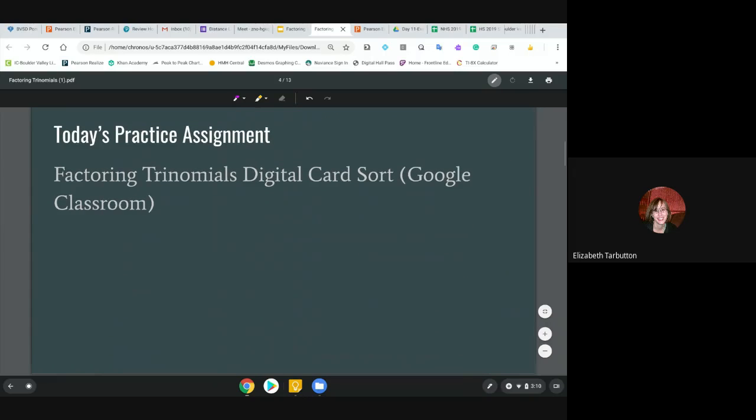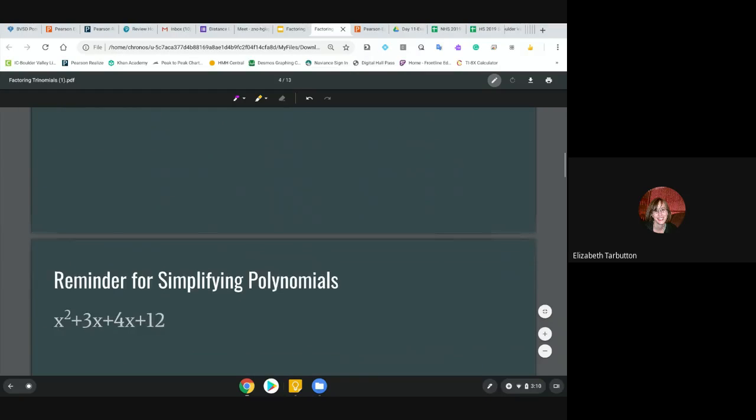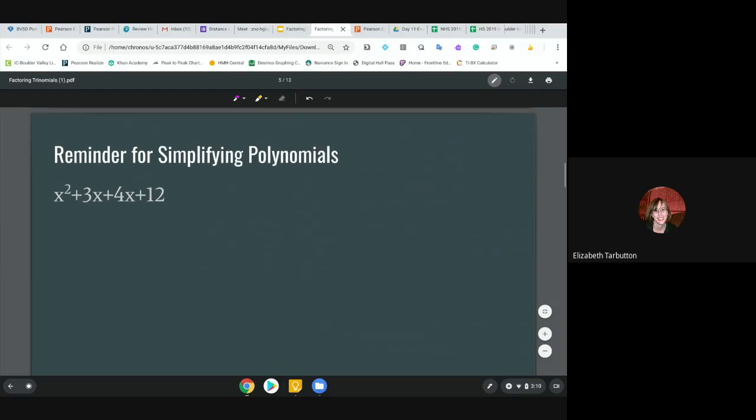Today, your practice assignment is factoring trinomials digital card sort in Google Classroom. I've made a copy for each of you. You're just going to click and drag the factors that match each trinomial into the appropriate box. And hopefully that language will make sense here in a little bit.